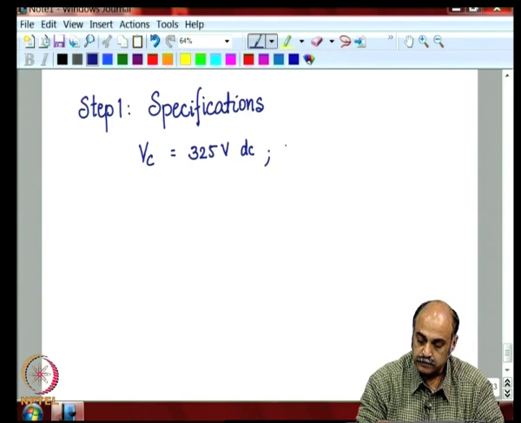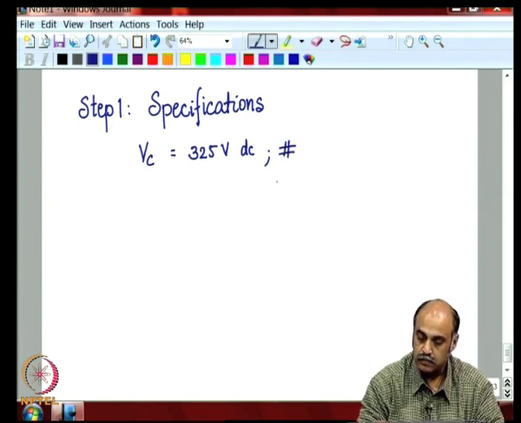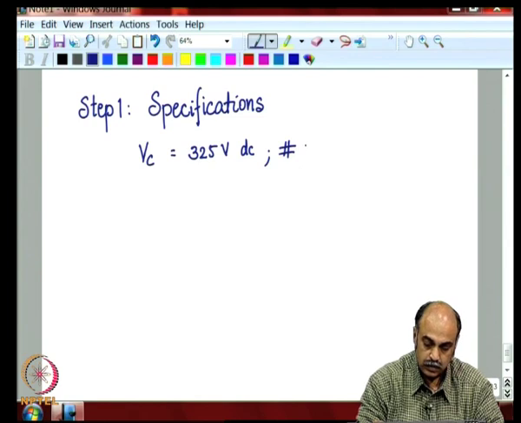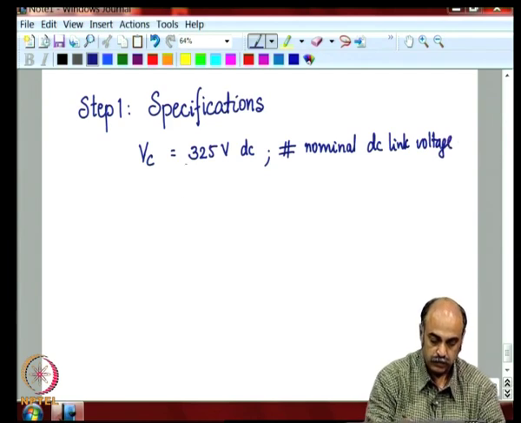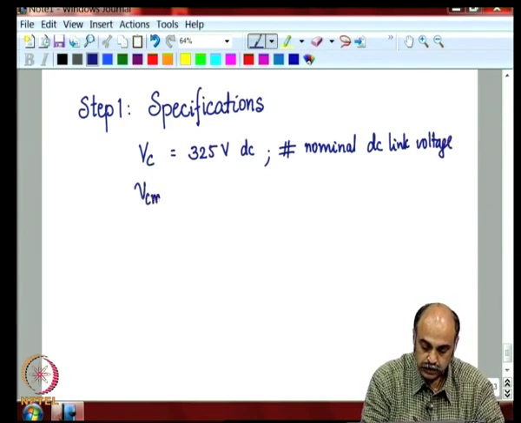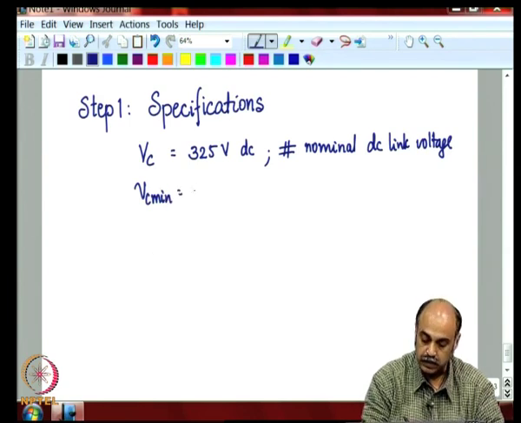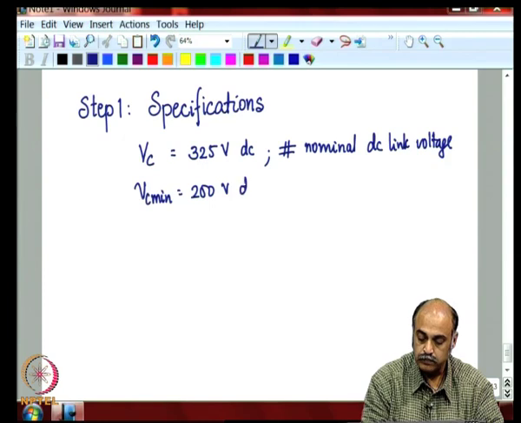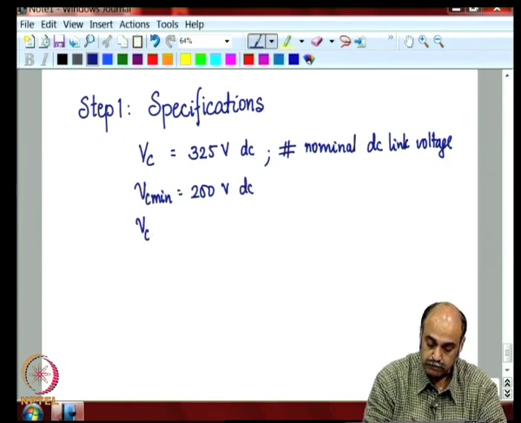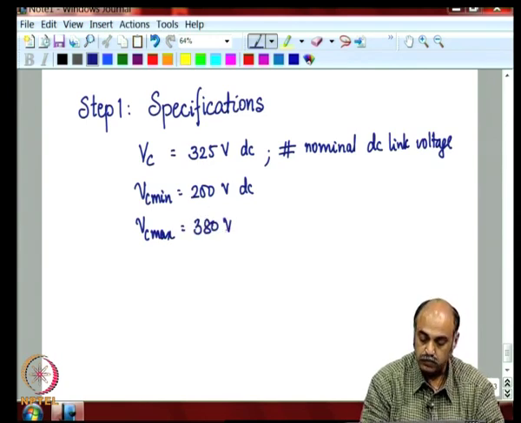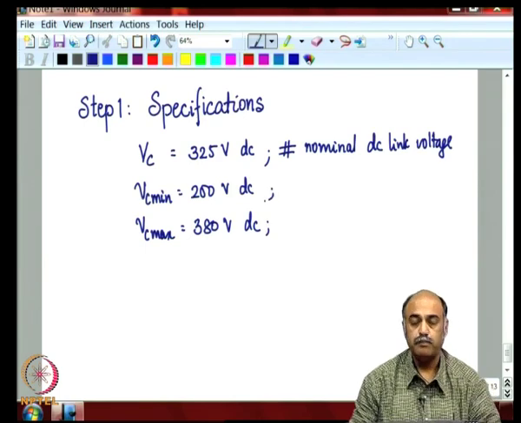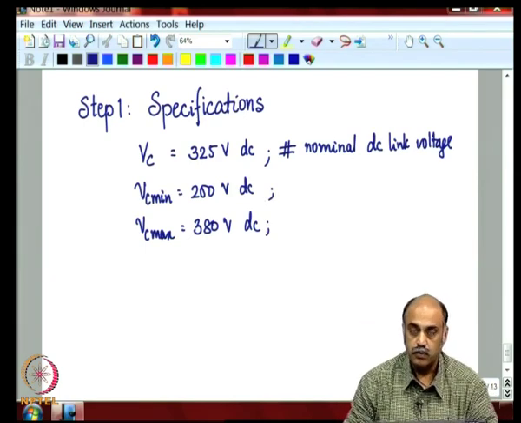Now, this is nothing but the nominal DC link voltage. You should also give what is the minimum value that it will take. Let us say some value 200 volts, it swings, and what is the maximum value? It may probably go to 380 or even 400 volts DC, depending upon the power supply input mains voltage swing.